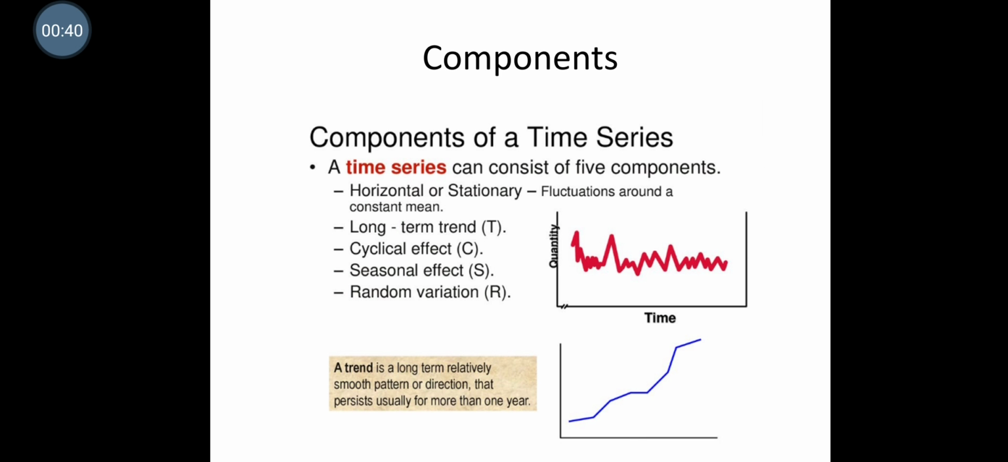Components of a time series. A time series can consist of five components: the first is horizontal and stationary, the second is long-term trend, and the third ones are cyclical effect, seasonal effect, and random variation. The trend is a long-term, relatively smooth pattern or direction that persists usually for more than 1 year.